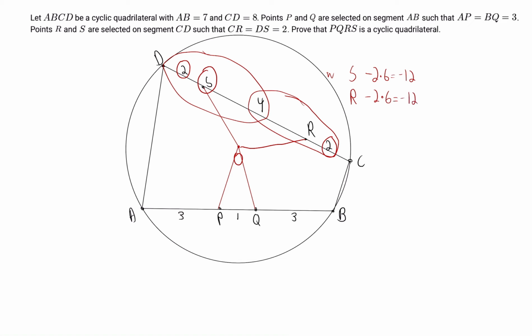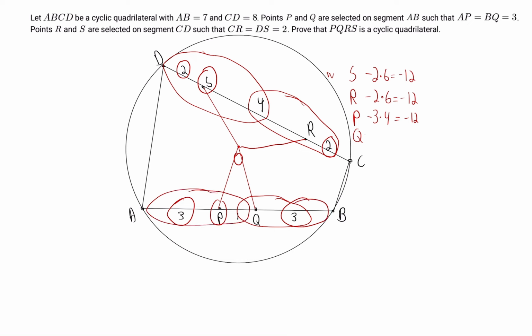And similarly for P, it's going to be 3 times 4, and negative that since P is inside, so it's going to be negative 12. For Q, similarly, it's going to be 3 times 4, which is negative 12 after negating. So the powers of points P, Q, R, and S are all the same with respect to the circumcircle of ABCD. That's interesting. But how do we use this to prove that PQRS is cyclic?